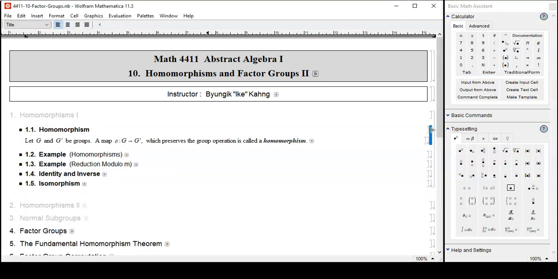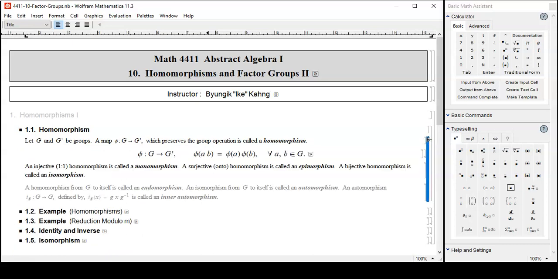In Lesson 9, we started with homomorphism. It's a map from a group G to another group G prime that preserves the group operation. Phi of AB is phi of A times phi of B. Here, A times B is a group operation in G, and phi of A times phi of B is a group operation in G prime. So we have two different group operations in two different groups, G and G prime, but they're connected by homomorphism. So homomorphism preserves all that structure.